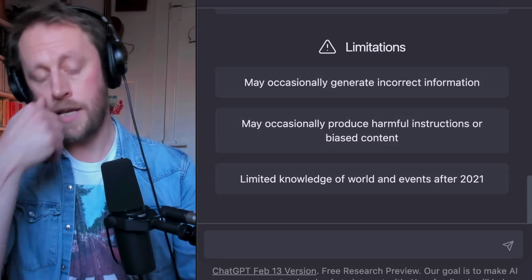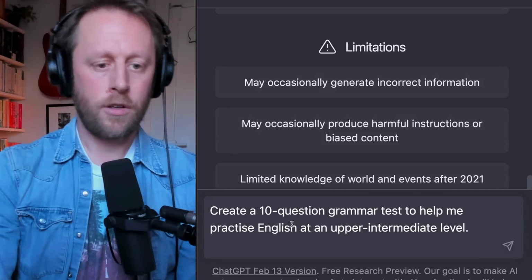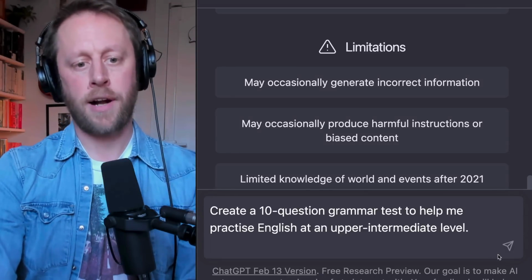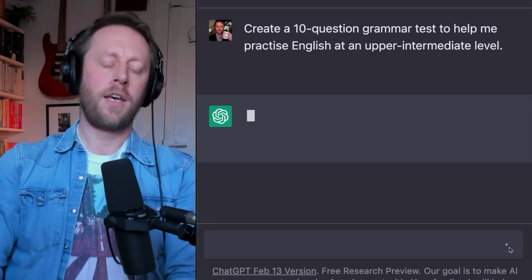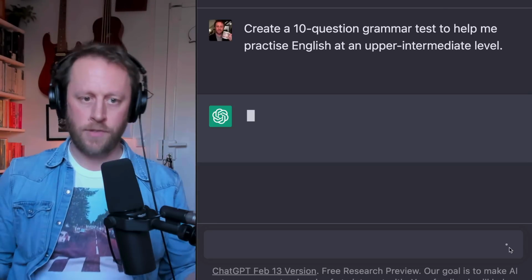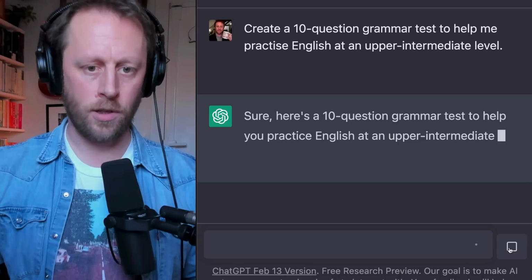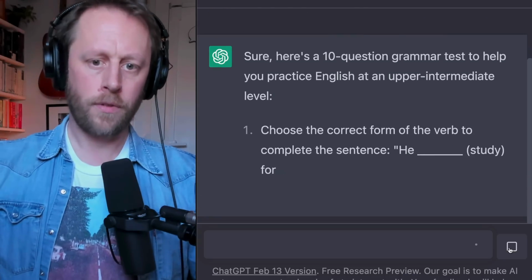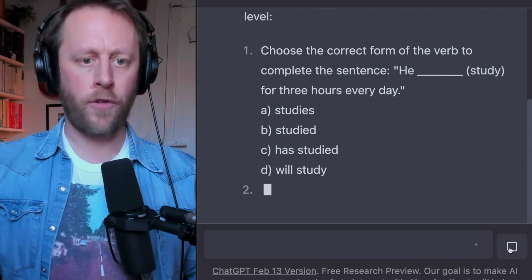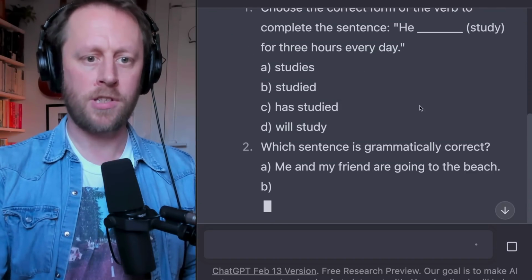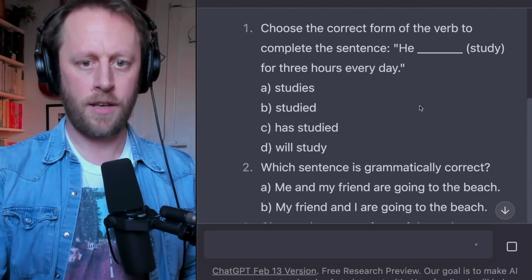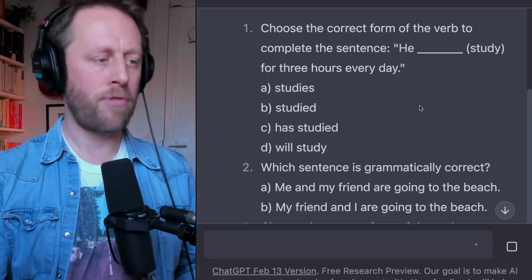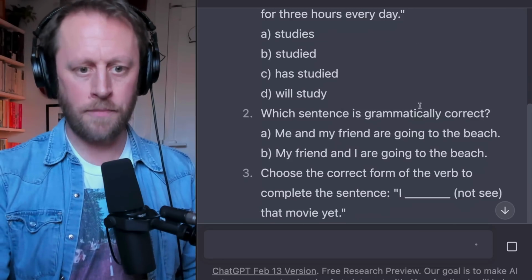Okay, as I reset ChatGPT. Create a 10-question grammar test to help me practice English at an upper intermediate level. Is it going to give me a good range of different grammar points? And what's the test going to look like? So here we go. Choose the correct form of the verb to complete the sentence. He study for 3 hours every day. He studies for 3 hours every day. Present simple. That's not upper intermediate.